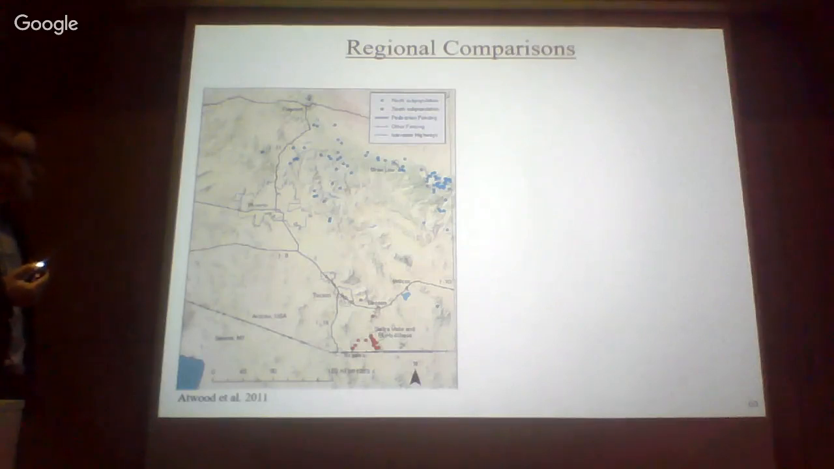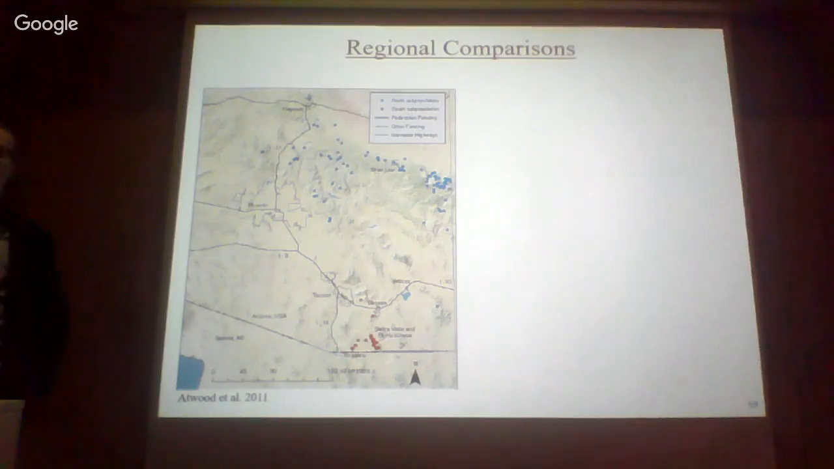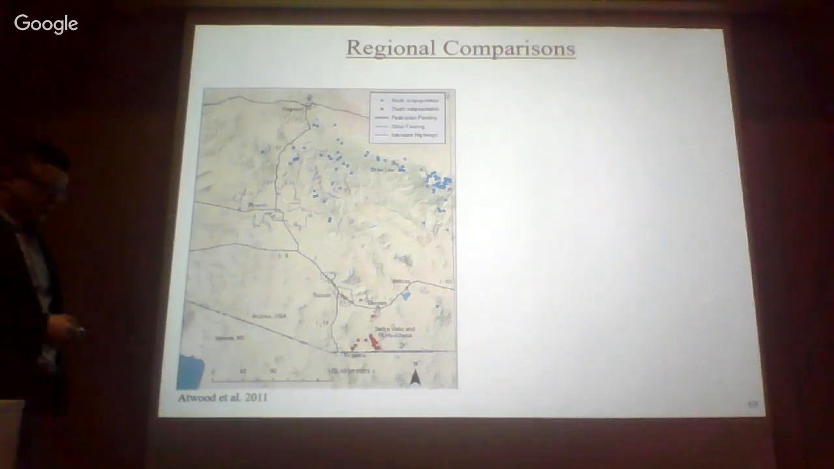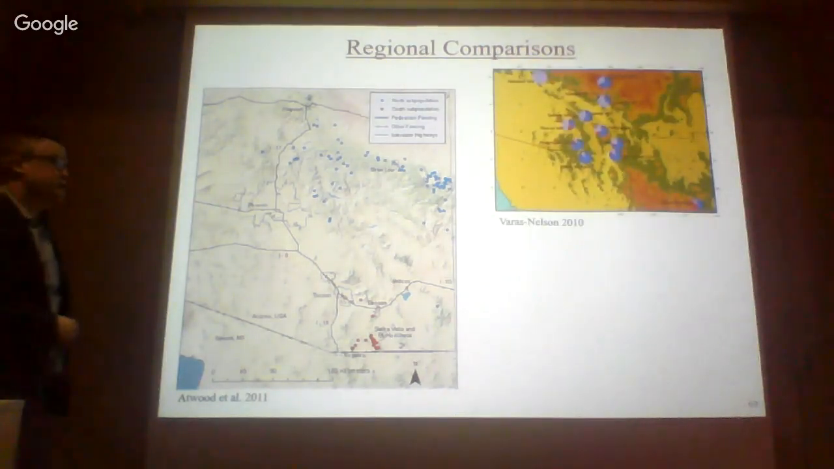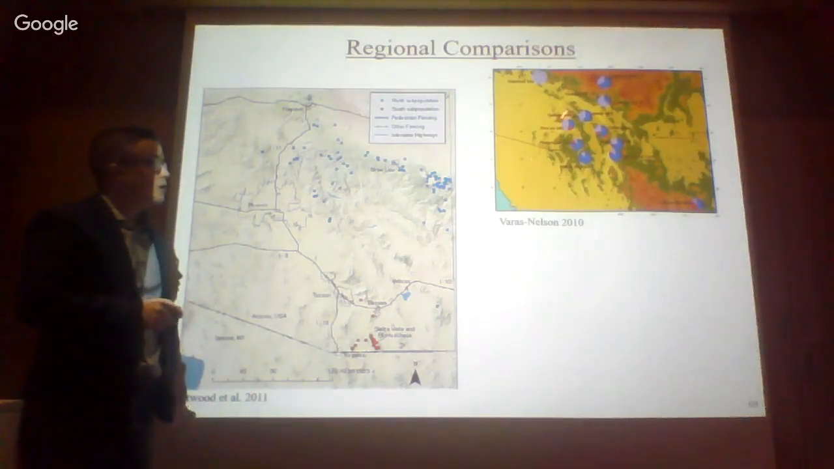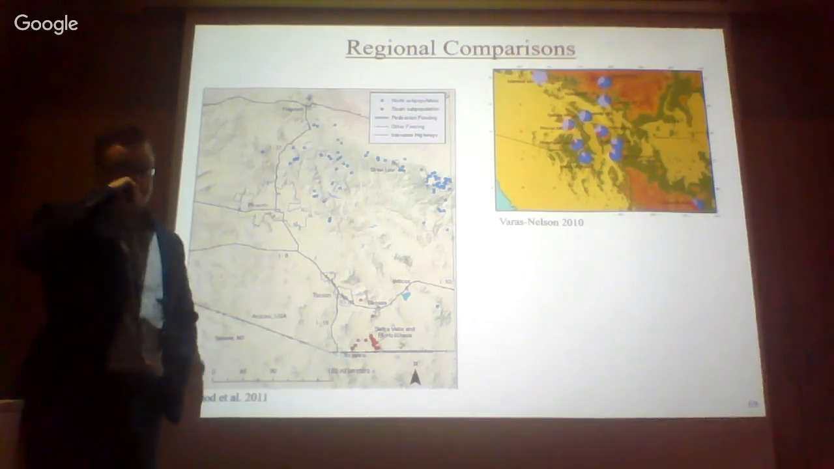So regionally, our findings support what Atwood et al. found in Arizona, where bears along the U.S.-Mexico border are genetically distinct from the large population across central Arizona. However, our results along with Atwood's are in contrast to those of Morris Nelson, where she found that populations of Arizona form one large, genetically contiguous population, with the exception of the Mazatzal Mountains just east of Phoenix.